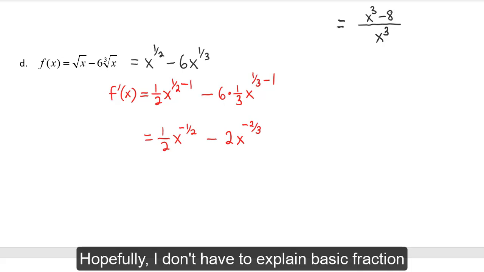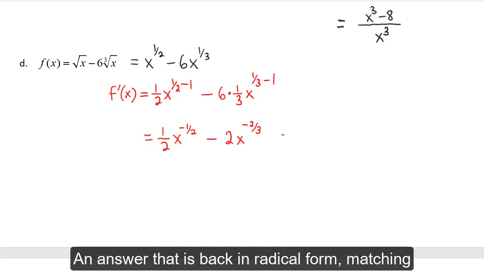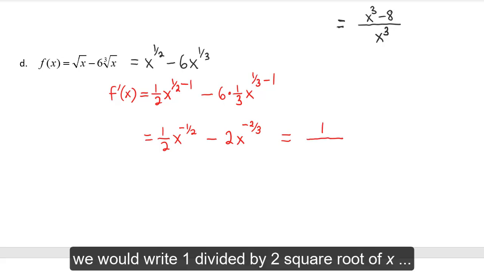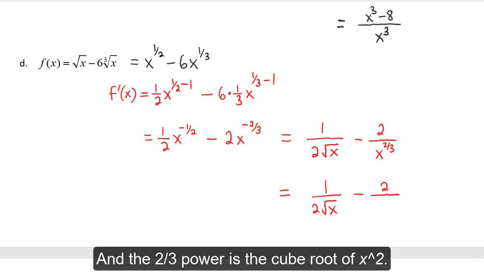Hopefully I don't have to explain basic fraction work to you, but you can double check that on your calculator. For an answer that is back in radical form, matching the form of the original function, we would write 1 divided by 2 times the square root of x minus 2 divided by x to the 2/3 power. And the 2/3 power is the cube root of x squared.